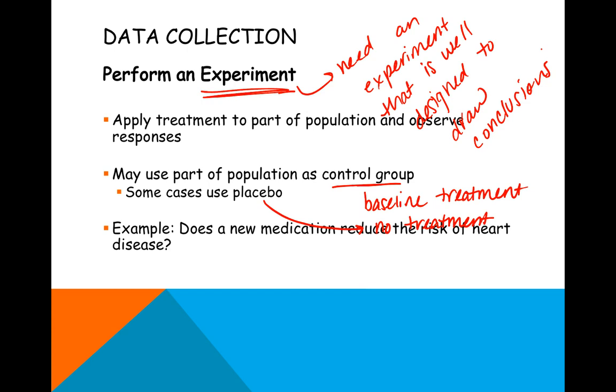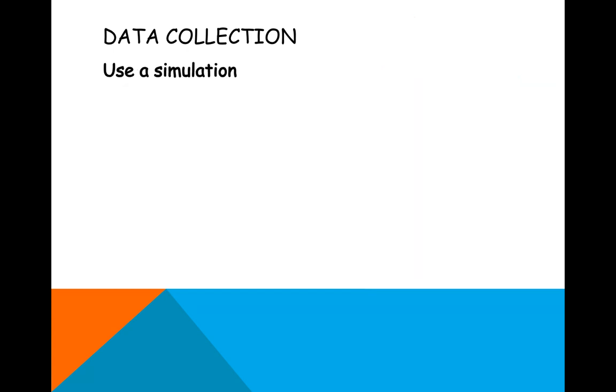Here I kind of wrote on top of it, but an example would be testing if a new medication reduces the risk of heart disease. So you would give some of the population this new medication and then test to see what the outcome was.